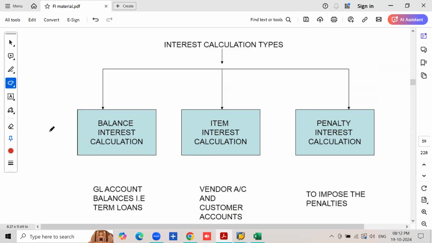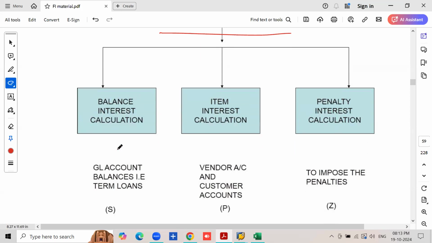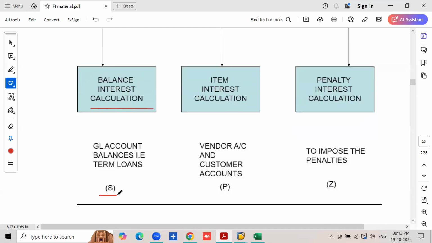So in SAP, there are 3 types of interest calculation types. Interest calculation type means the purpose for which interest is calculated. Number 1, balance interest calculation. It is represented with the letter S in the system. Then item interest calculation. This item interest calculation is represented with the letter P in the system. Then penalty interest calculation. This is represented with the letter Z.